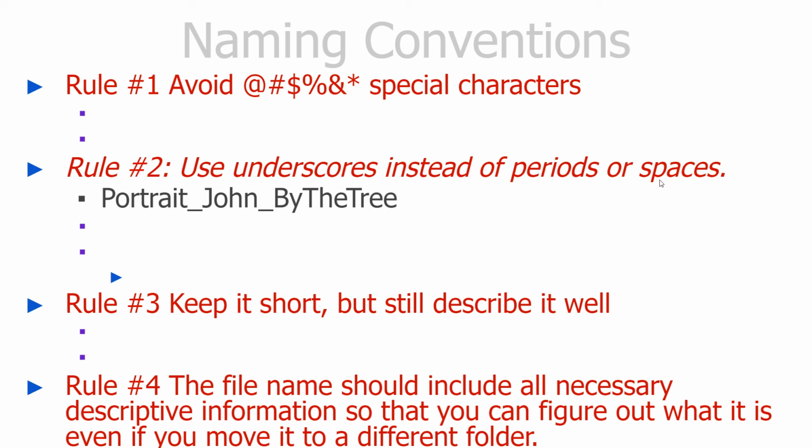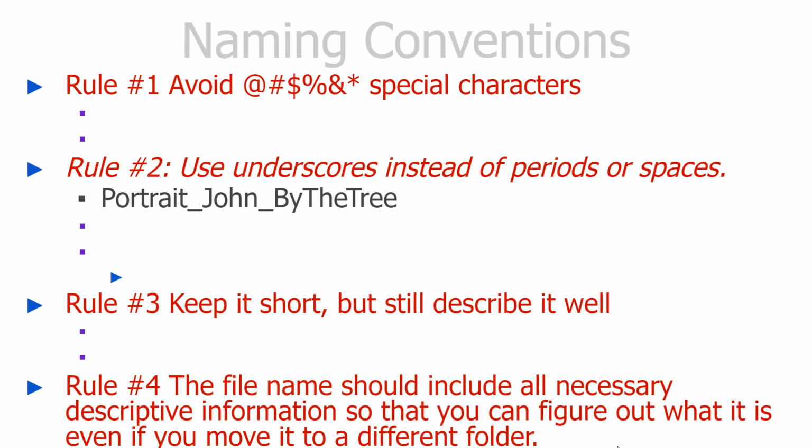Same thing, some computers and some websites don't like the spaces, so you wouldn't put portrait and then just a blank space there. You'd put an underscore by the tree. Okay, use underscores instead of periods or spaces. Rule number 3, keep it short but still describe it well. So you want the name to be very descriptive, so you know what it is, so you can find it, right? But you don't want it to be super duper long, right? So as concise as it can be, but also very descriptive.